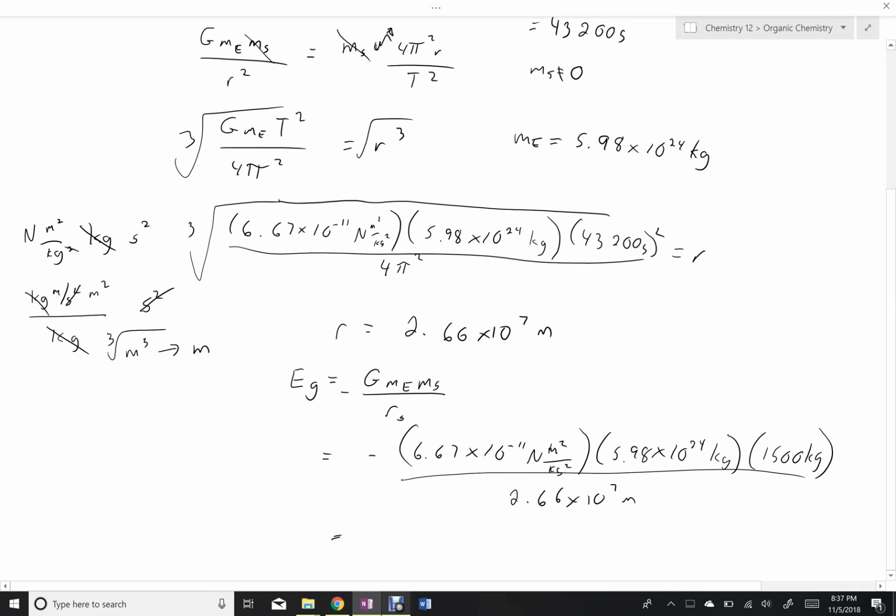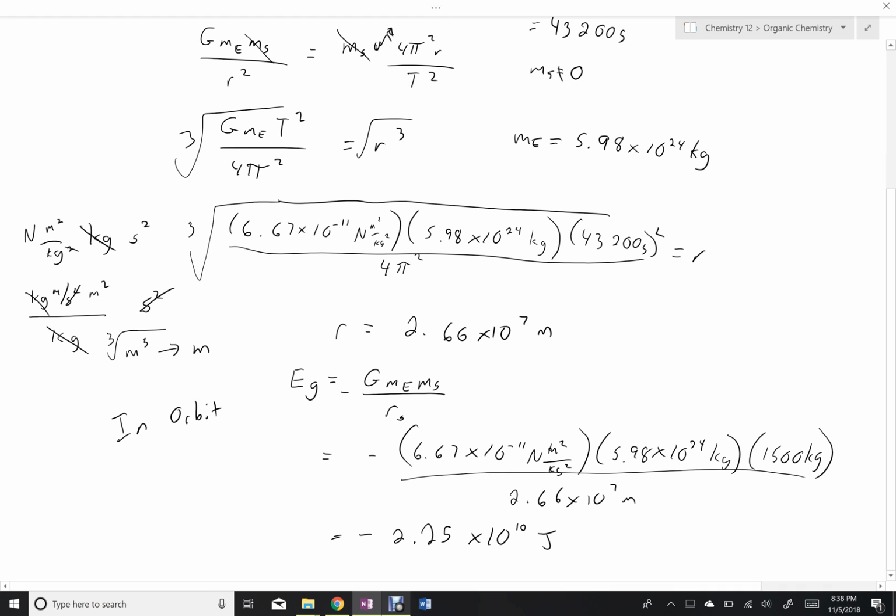6.67 exponent negative 11 times 5.98 exponent 24 times 1,500 divided by 2.66 exponent 7. So the gravitational potential energy, just to be clear, this is in orbit, is negative 2.25 times 10 to the 10 joules.